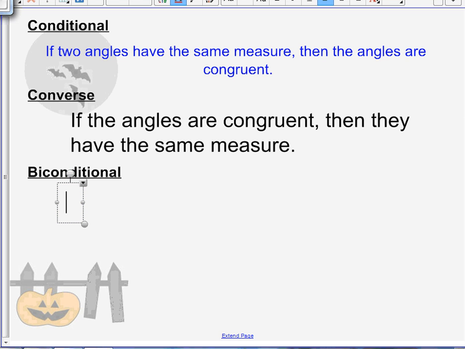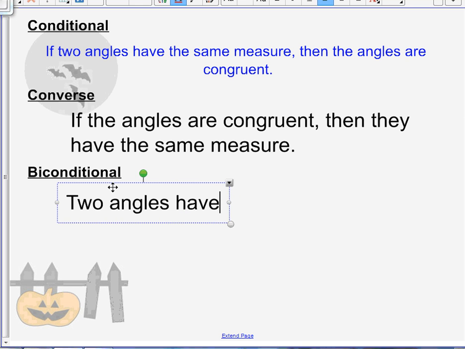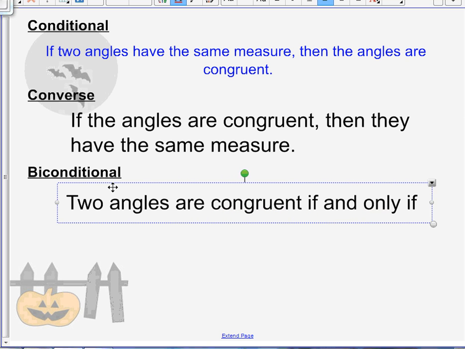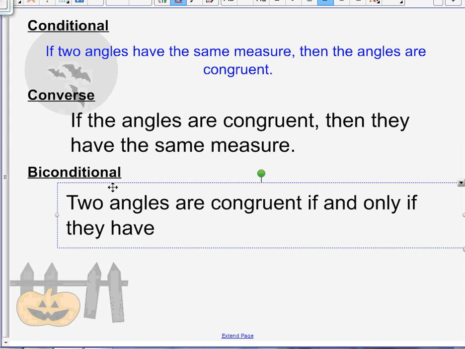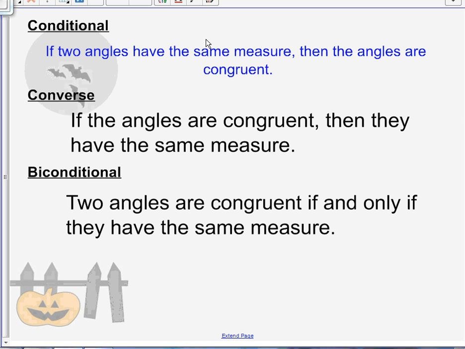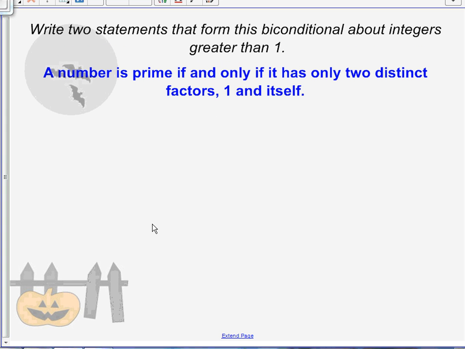So it would be: two angles are congruent if and only if they have the same measure. Alright, so basically what you're doing is you're taking the conditional and the converse and creating an "if and only if" statement. Okay?